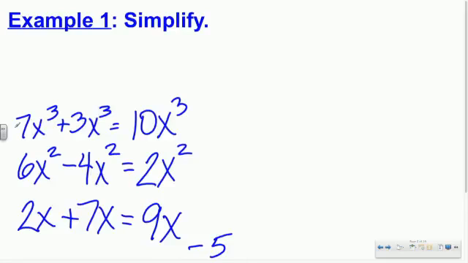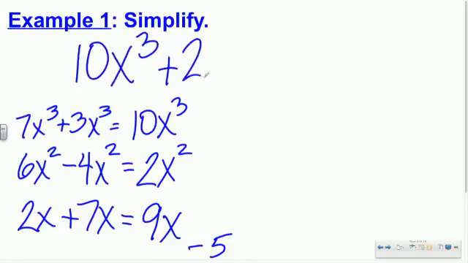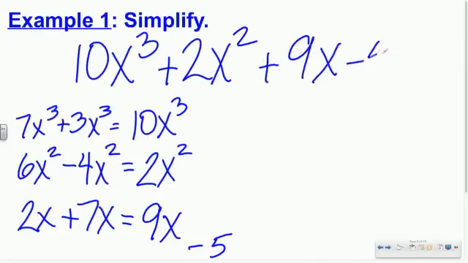And I'll write it right up here. Okay, let's get that out of the way. So when we added those polynomials together, it all really simplifies to 10x cubed plus 2x squared plus 9x minus 5. And that is our answer.